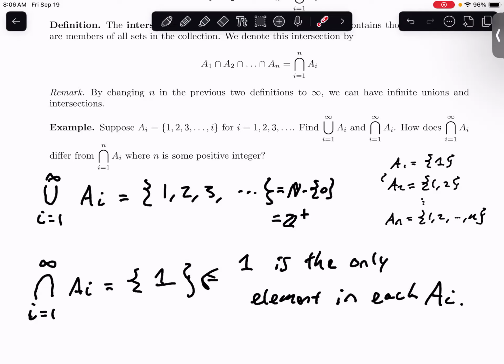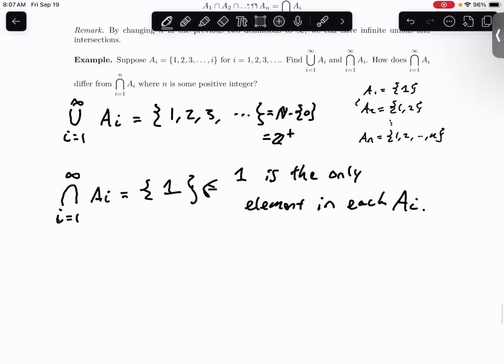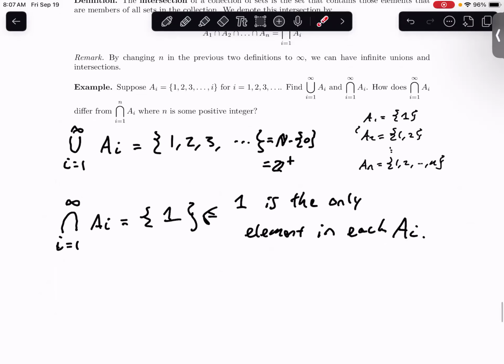You can give an idea just by writing out these sets. You'll see they only have 1 in common. Okay, so that's generalized intersections and unions. I put in one part where I'm asking, how does the infinite intersection differ from the finite intersection in this example? Does anyone see, is there a difference between the two? Do they differ at all?